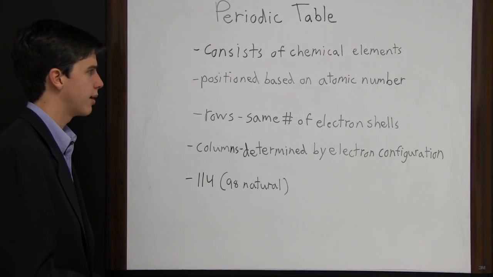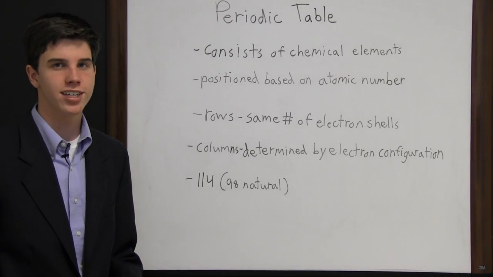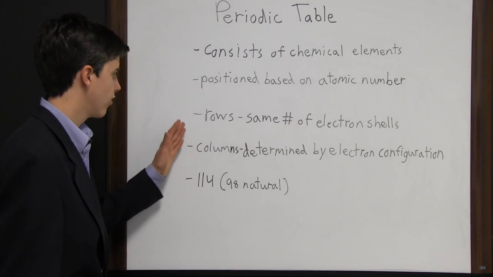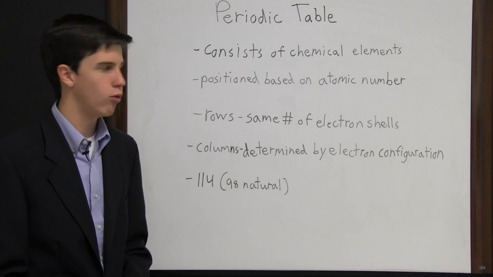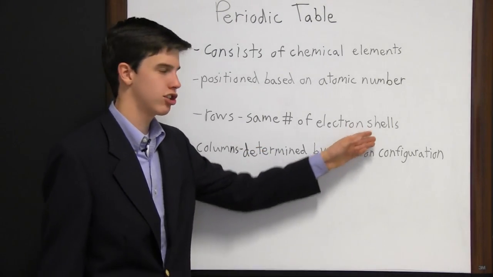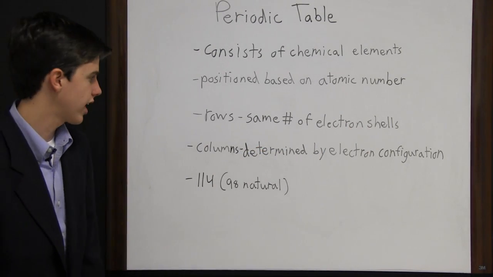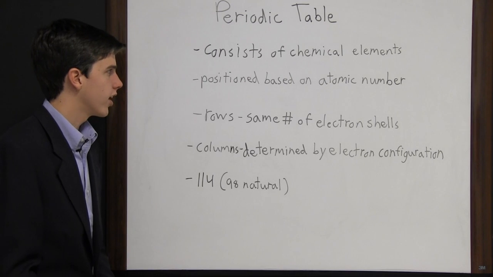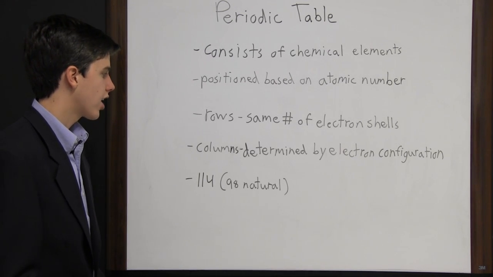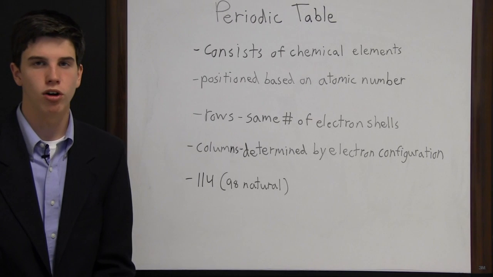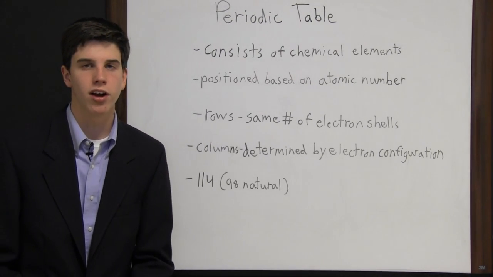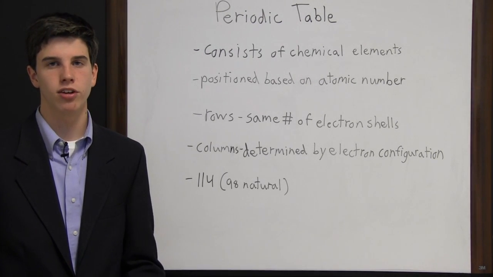Like I said, the periodic table arranges chemical elements very systematically. So if you were to take a look at one row on the periodic table, all the chemical elements in that row would have the same number of electron shells. And if you were to take a look at one column, all the chemical elements in that column would have the same number of valence electrons. So the periodic table arranges the elements in such a way that all the elements are next to similar elements.